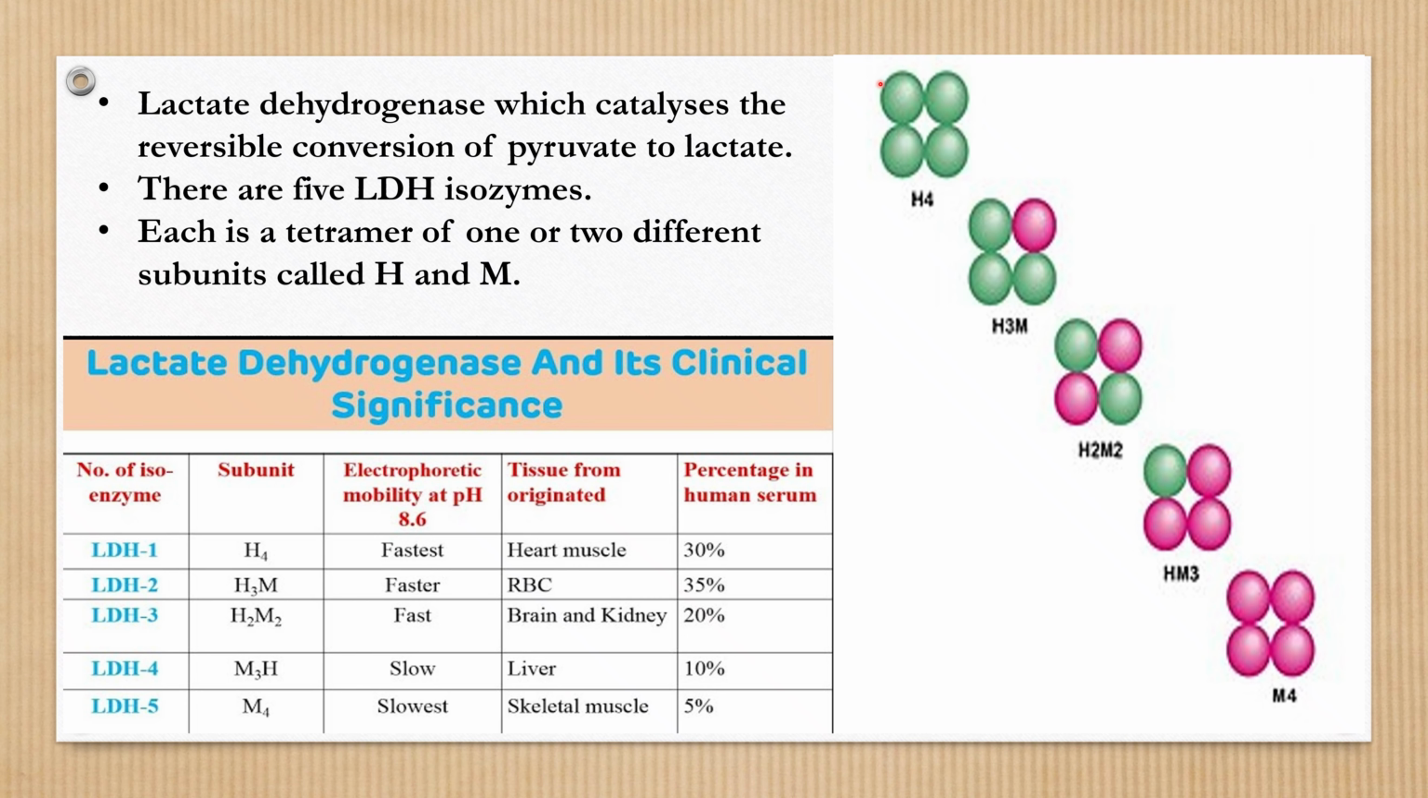So all these isozymes of lactate dehydrogenase catalyze the same reaction, that is conversion of pyruvate to lactate. But all these isozymes have different physical and chemical properties. They have different Vmax values, different substrate affinity, and different amino acid sequence and composition. But all these isozymes catalyze the same reaction, that is conversion of pyruvate to lactate.